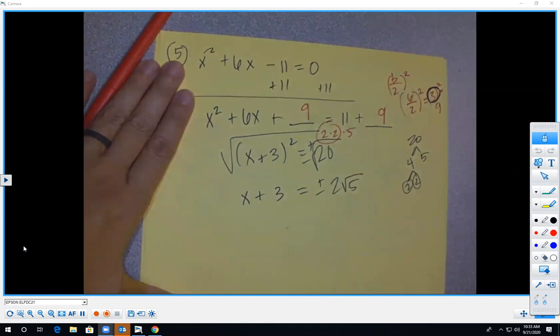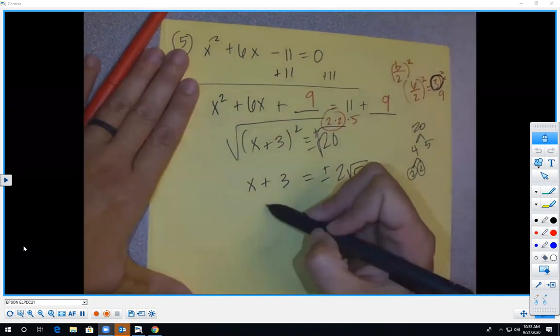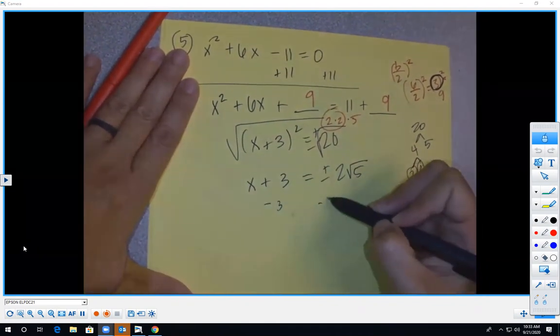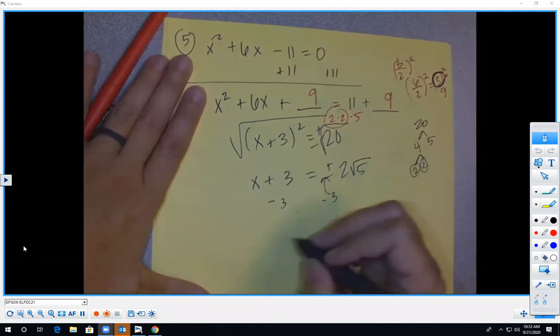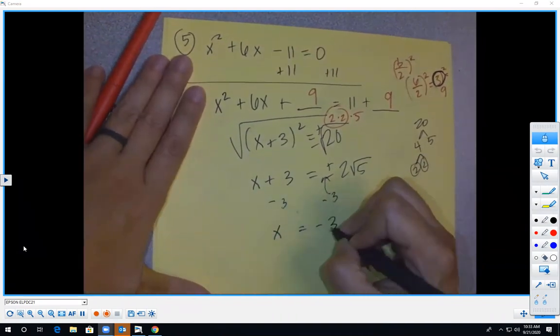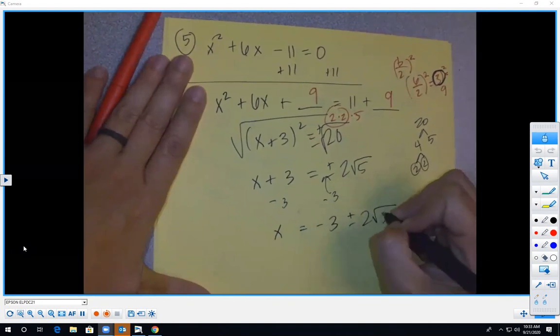And how do I solve for x now? Minus 3 from both sides, and it goes up in front of the plus or minus. So I get x equals negative 3 plus or minus 2 times the square root of 5.